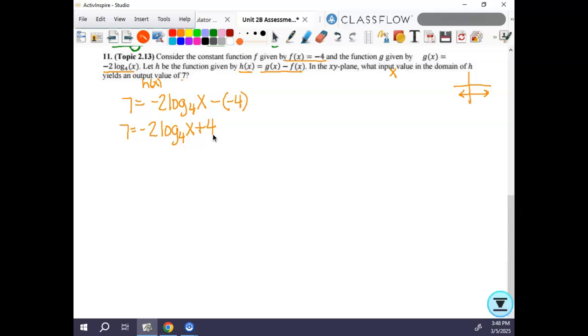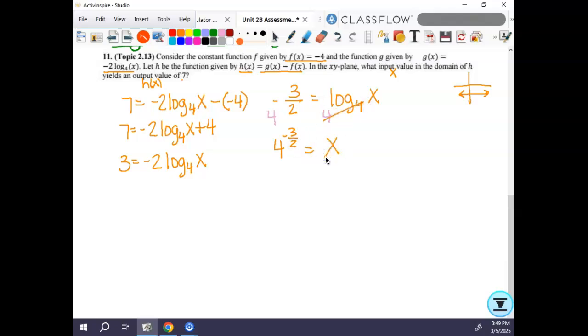Try to get x by itself. So I'm going to move the 4 first. I'm going to subtract 4 from both sides. I'm going to get 3 equals -2 log base 4 of x. That -2 could become an exponent, but because I'm solving, my other option is to divide, so I think I'd rather do that. So I'm going to get 3 over 2, and that'd be negative now, equals log base 4 of x. And then my base here is 4, so I'm going to make these exponents with a base of 4. And this will give me 4 to the -3/2 power equals x.